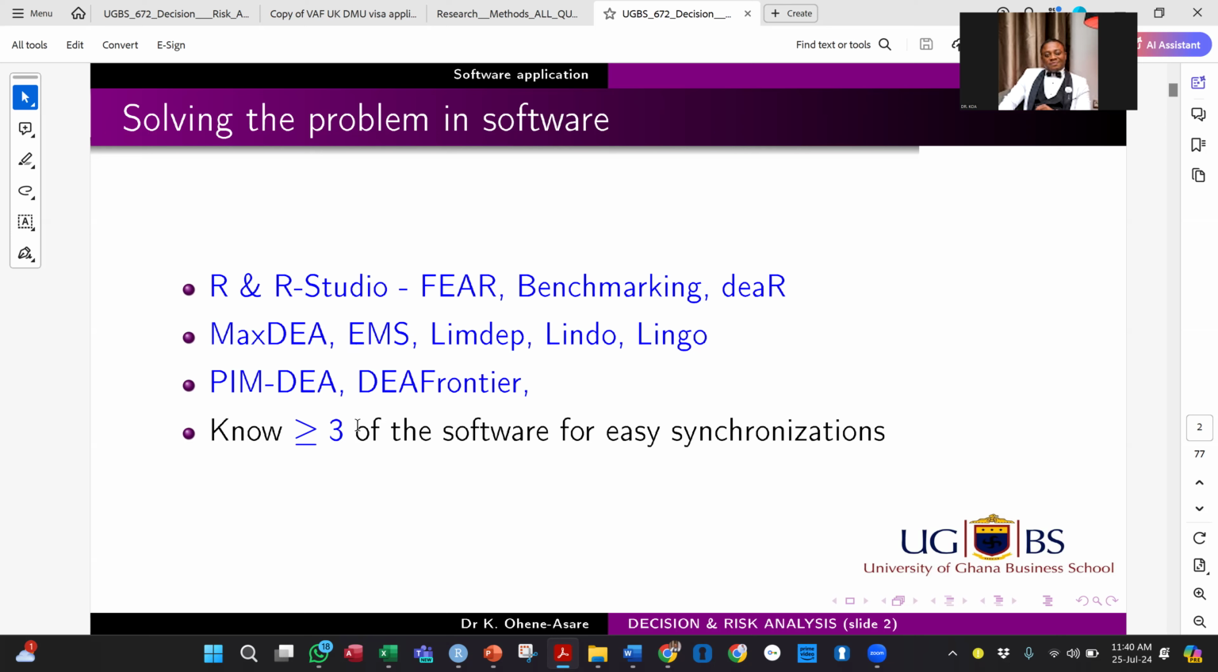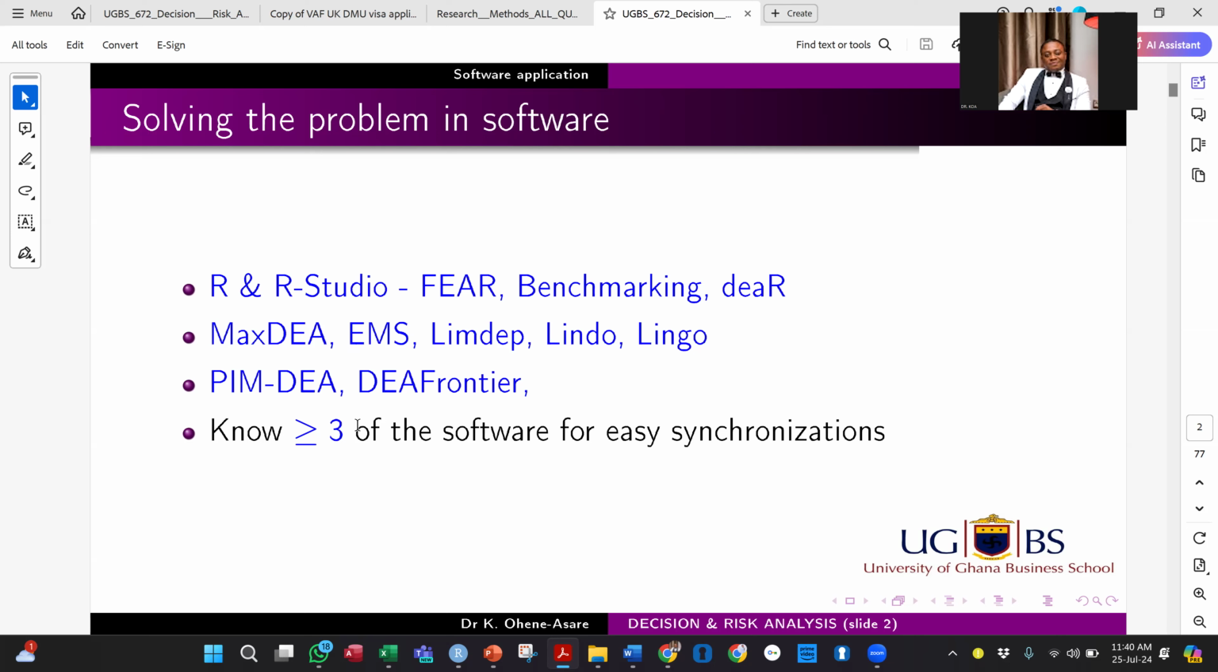The most powerful is MaxDEA. EMS is quite long, efficiency management system. LINDEP, Lindo, Ringo are more used for linear programming estimations. PIMDEA is very good, and it's a bit cheaper as well. DEA Frontier is becoming a bit extinct.